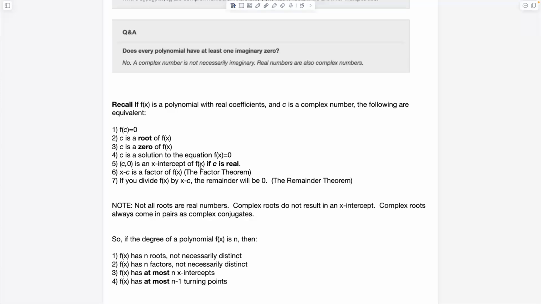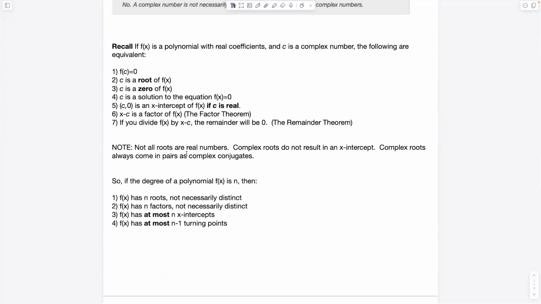The remainder theorem says if you know yourself a root, you know that if you divide the polynomial by x minus that root, your remainder is going to be 0. So all of these say the same thing. Now keep in mind, not all roots are real numbers. We can have complex roots, but complex roots don't give us x-intercepts. And we'll see in another video that complex roots always come as pairs. You'll never have 2 plus 3i as a root unless you also have 2 minus 3i.